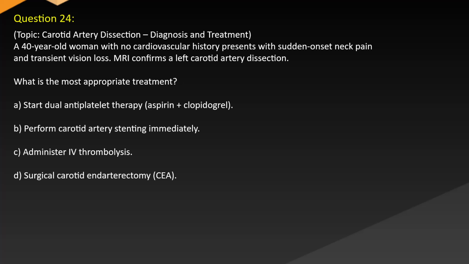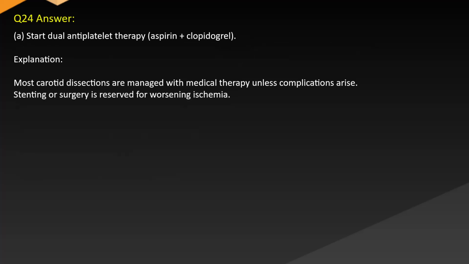B. Perform carotid artery stenting immediately. C. Administer thrombolysis. D. Surgical carotid endarterectomy. Answer: A. Start dual antiplatelet therapy, aspirin plus clopidogrel. Explanation: most carotid dissections are managed with medical therapy unless complications arise. Stenting or surgery is reserved for worsening ischemia.